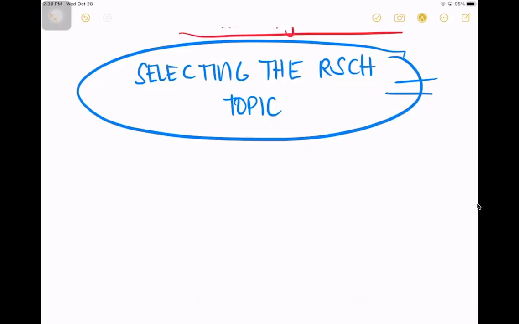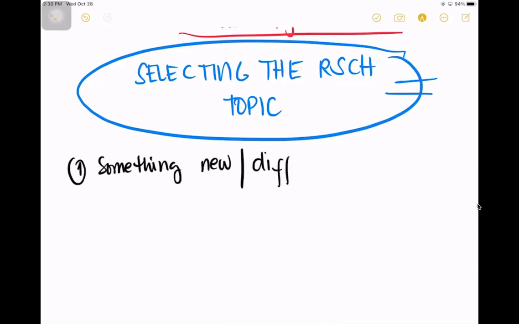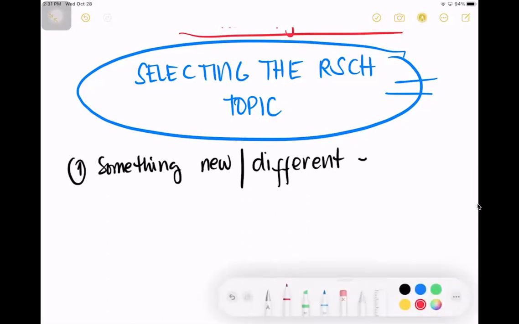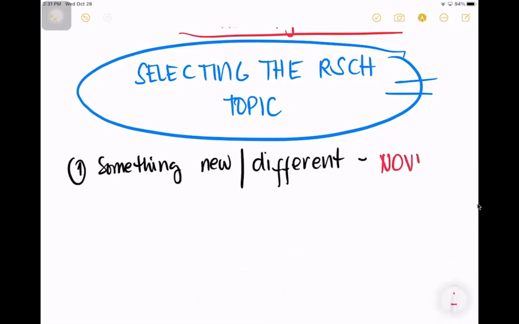Okay? So the very first criterion in selecting the perfect research topic is that it should be something new or different. The perfect way to describe it is that your research should be novel. Yes, it should be novel. So there should be some element of novelty within your research topic.